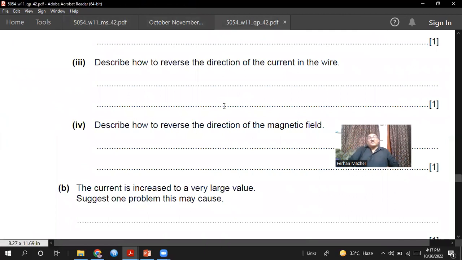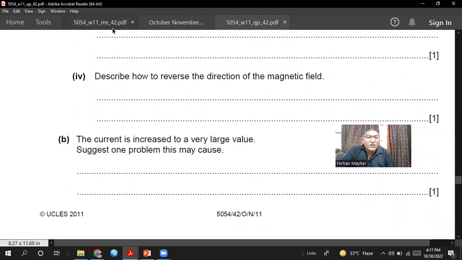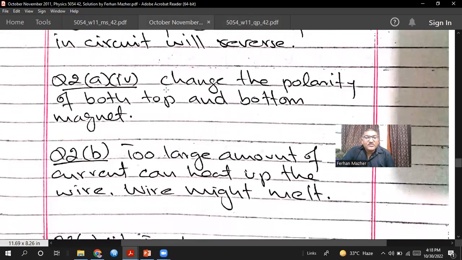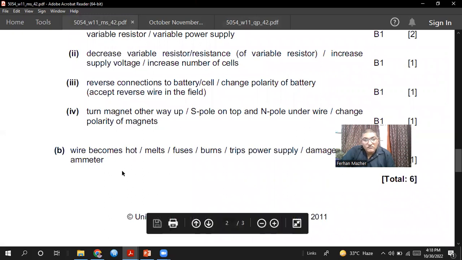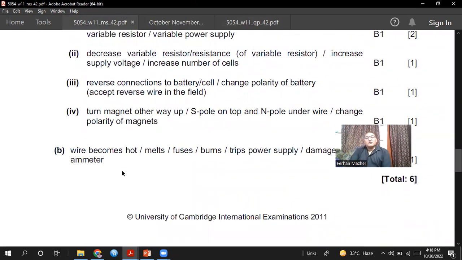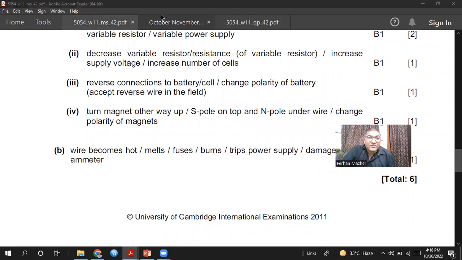Then their question is describe how to reverse the direction of the magnetic field. You can change the direction of the magnetic field by changing the polarity of the magnets of the top magnet and also for the lower magnet. My answer is change the polarity of both top and the bottom magnets. So the marking scheme is showing up on your screen. He says reverse the connection to the battery.